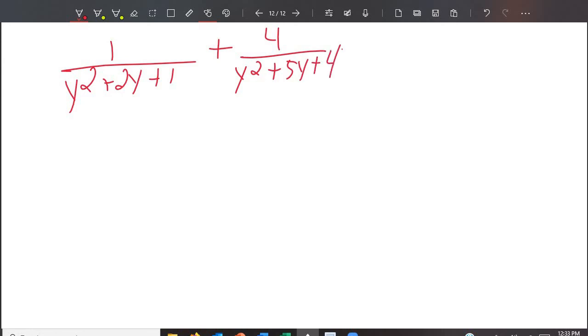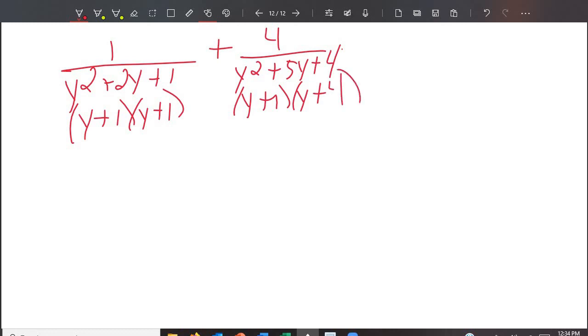We'll do 1 over y squared plus 2y plus 1, plus 4 over y squared plus 5y plus 4. Okay, so let's go factor the denominators. They're not terribly hard to factor. This one's y plus 1, y plus 1. This one's y plus 1, y plus 4.